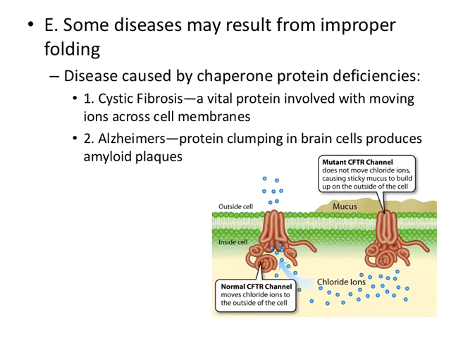Okay, so we were talking about how some diseases may result from the improper folding of proteins. How do proteins fold the way that they should? So I mentioned cystic fibrosis, Alzheimer's.